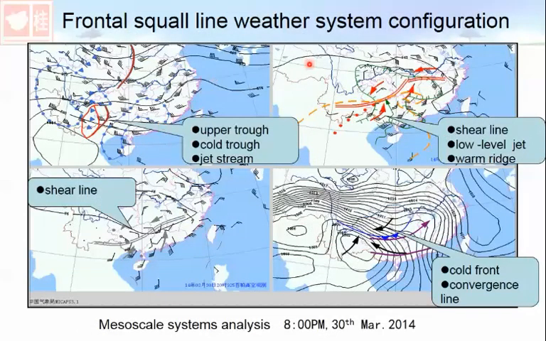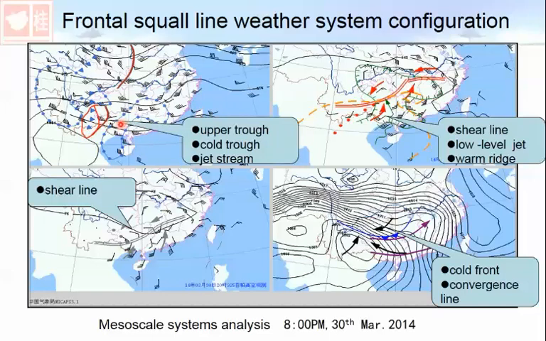Frontal squall line weather system configuration. This is the weather system configuration before the frontal squall line was triggered. At 500 millibar, there is an upper trough approaching west of Guangxi with an obvious cold trough behind.